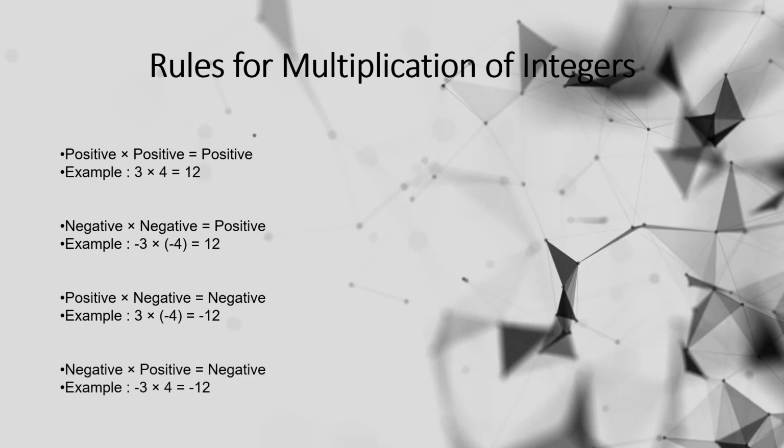Positive times negative gives negative. According to our rule, positive times negative gives negative, so 3 times minus 4 is minus 12. Negative times positive gives negative. The rule tells us that negative times positive equals negative, so minus 3 times 4 is minus 12. Here's a quick tip to remember. When multiplying integers, if the signs are the same, the result is positive. If the signs are different, the result is negative.